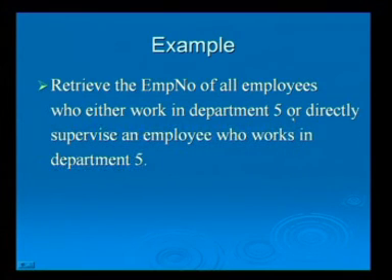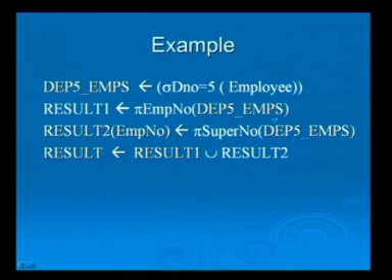Then we want to filter another set of rows which satisfy the condition that they should be the supervisors of the employees who are working at department number 5. To get that, again we use the department number 5 employees relation, and then we project the supervisor number column or attribute, and then you can see that this has been renamed.